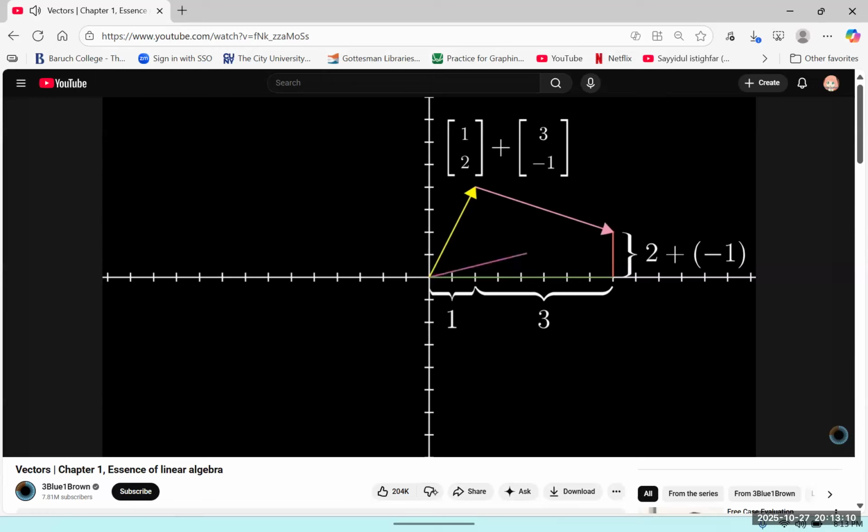So the new vector has coordinates 1 plus 3 and 2 plus negative 1. In general, vector addition in this list of numbers conception looks like matching up their terms and adding each one together.